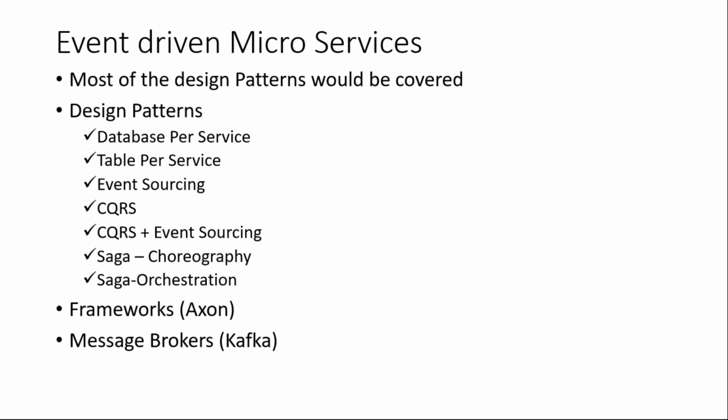And as I told you about Saga, we have choreography as well as orchestration. With respect to the frameworks and tools, we use a lot of tools, and the frameworks mostly for orchestration purposes. We use the Axon framework, which is the industry standard, and most organizations are using it. And I would like to cover multiple message brokers: Kafka, ActiveMQ, RabbitMQ, and Axon itself provides a message broker concept as well. We would like to cover that as part of event-driven microservices.